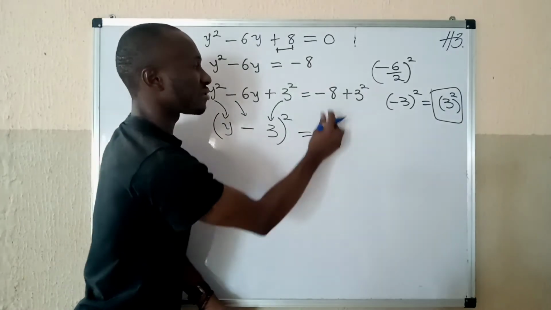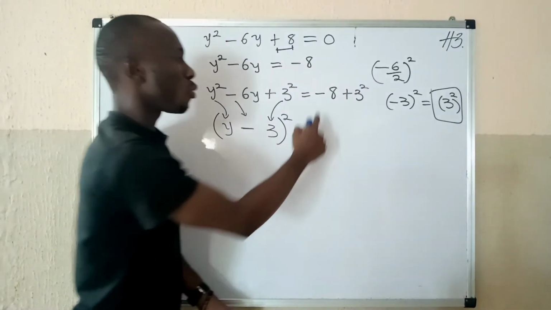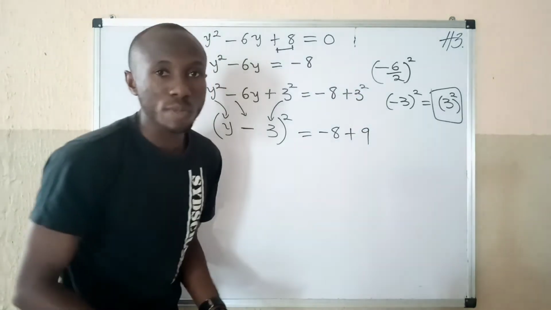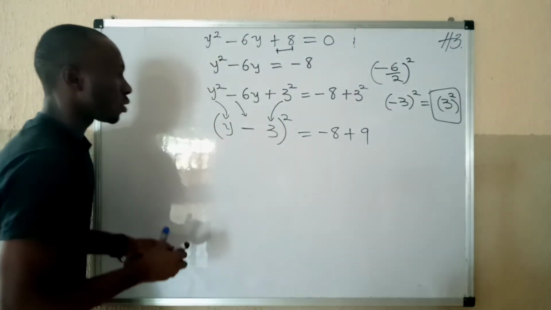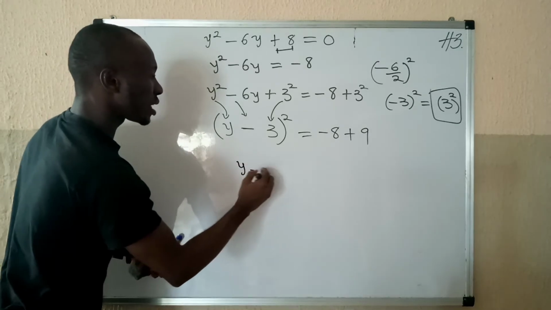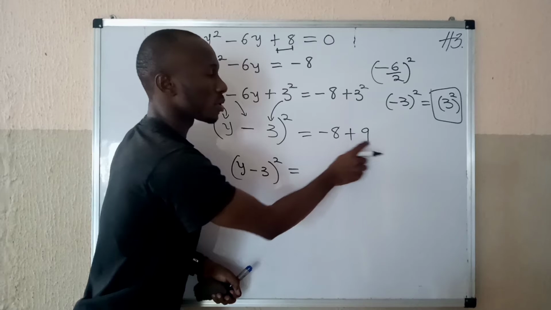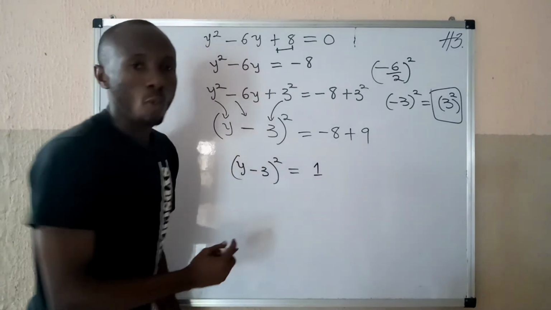So we'll move over to the right-hand side of this equation. We have negative 8 plus 9, because 3 squared will give me 9. So we have y minus 3 all squared is equal to minus 8 plus 9, which is simply a positive 1.